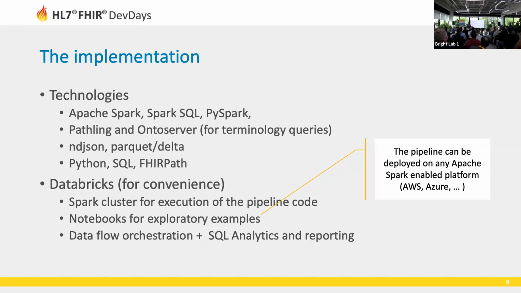The implementation will be using technologies shown on this slide here. Most prominently Apache Spark, PySpark, and also Pathling, which I'll talk about in a moment. And this demonstration is going to be implemented on the Databricks platform in the form of notebooks. This is primarily because it's fairly easy to demonstrate how the pipeline works and demonstrate the code. But the same solution can be deployed pretty much on any Apache Spark enabled platform, that includes most of the common cloud platforms such as AWS, Google Cloud, and Azure. So the code is pretty portable.